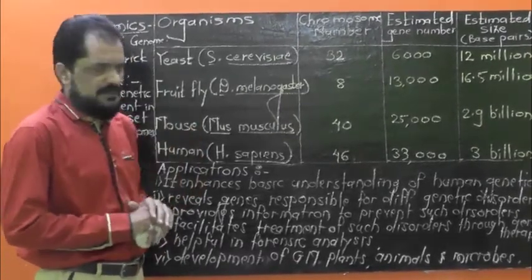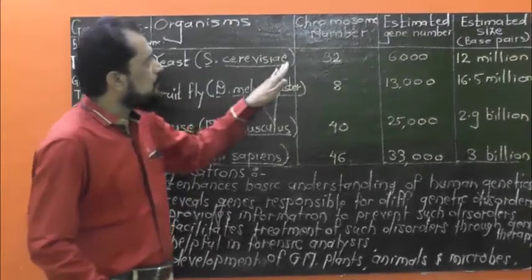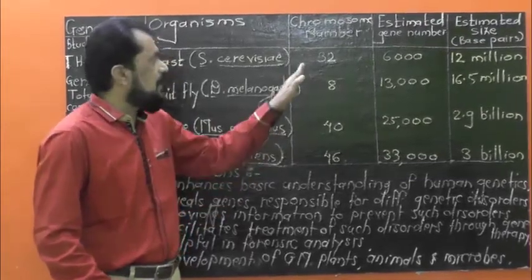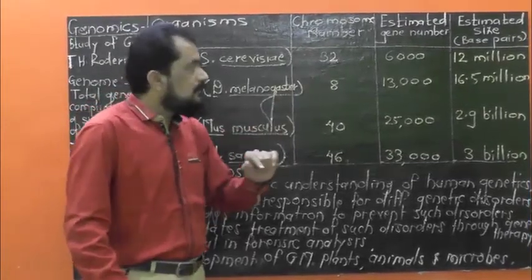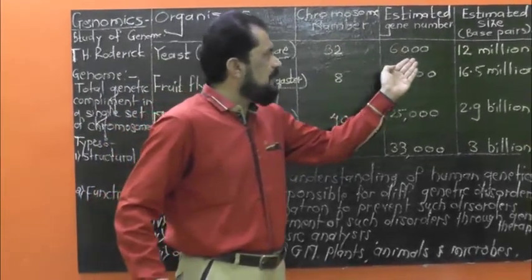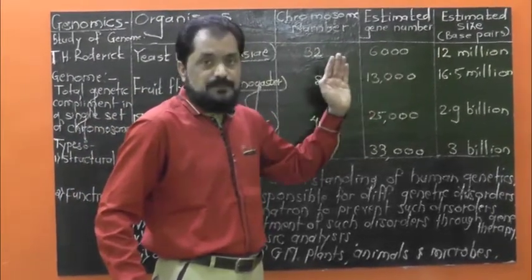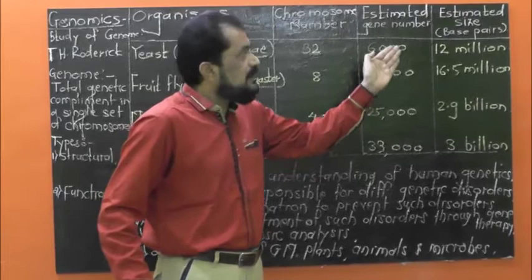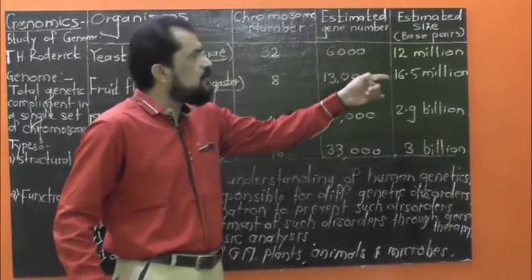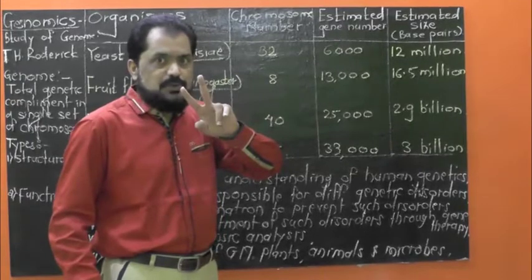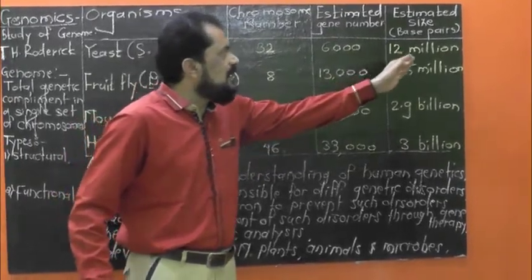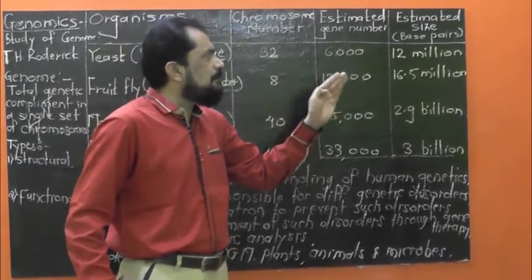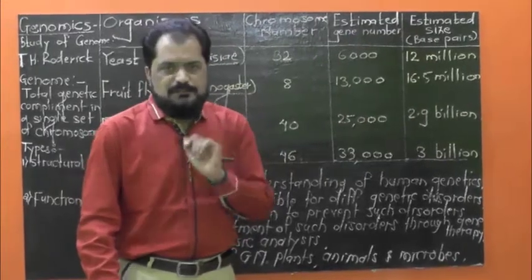In yeast, the total number of chromosomes, that is the diploid number of chromosomes, is 32, while the estimated number of genes is 6,000. The estimated size of the genome, of course two sets of genome, is 12 million. It means there are 12 million base pairs. It is also called the C value.